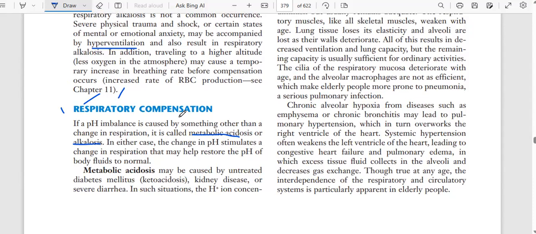But here, the problem is not in the lungs, the problem is not in the medulla. The problem is in a system other than the respiratory system. We will call it metabolic acidosis. If pH decreases, it is metabolic acidosis. If pH increases, alkalosis. In either case, the change in pH stimulates a change in respiration, which may help restore the body pH to normal. But here, metabolic acidosis or metabolic alkalosis will take the help of the respiratory system to maintain the balance.